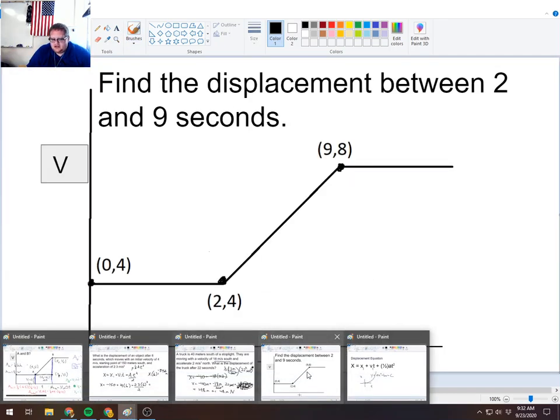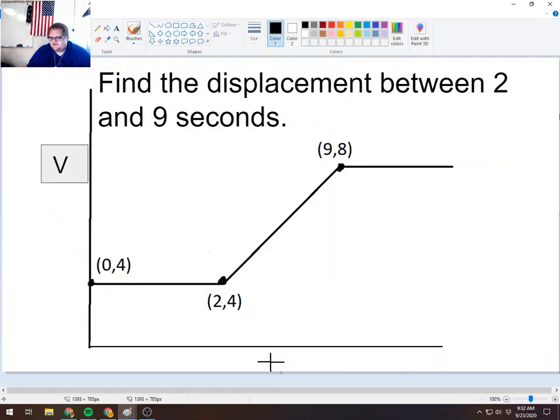Okay, one more example, and again, I know this video is a little long, but there's no other assignment today other than watch the video and take notes. So hopefully you keep up with that. Find the displacement between 2 and 9 seconds. Okay, you have two options here. You can do either one. Pick whichever one you want. But your two options here are as follows.